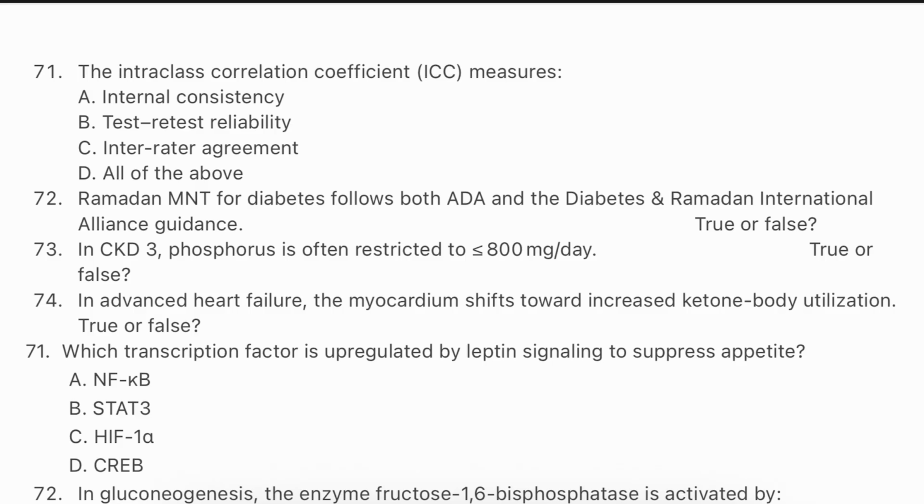Question number 71. The intra-class correlation coefficient ICC measures internal consistency, test retest reliability, inter-rater agreement, all of the above. The answer is D. All of the above. ICC assesses reliability across raters, tests, and consistency.